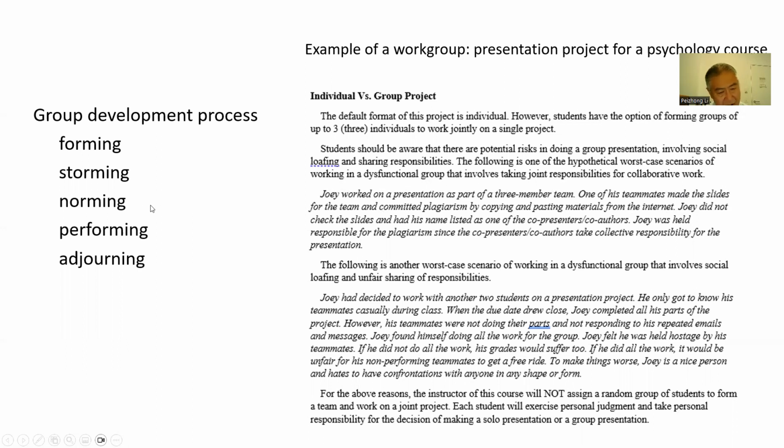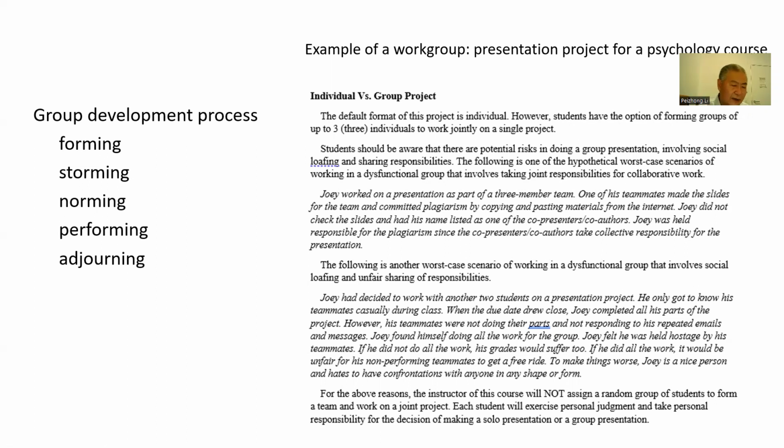In the norming stage, there should be a consensus about expectations for academic integrity, the quality of the work, etc. But they didn't have that. So Joe did not check the slides and had his name listed as one of the co-presenters, co-authors. Joe was held responsible for the plagiarism, since co-presenters and co-authors take collective responsibility for the presentation. And this group is really dysfunctional. The seeds of the dysfunction were sowed in the storming stage. They didn't have a proper storming stage.